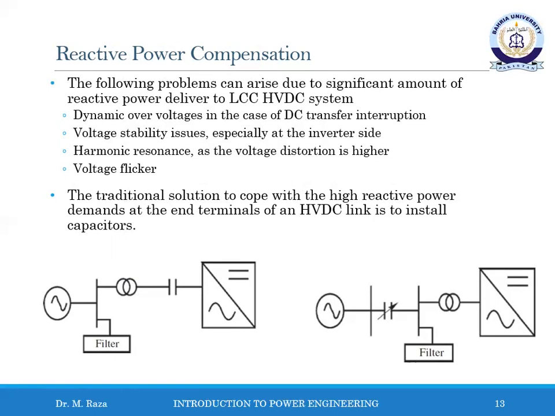The traditional solutions to cope with the high reactive power demands at the end terminals of an HVDC link are an adjusted control of the HVDC link, installation of switched capacitors or dynamic reactive compensation such as SVC (static var compensator) or STATCOM (static compensator), or, when possible, the excitation control of a nearby generator.